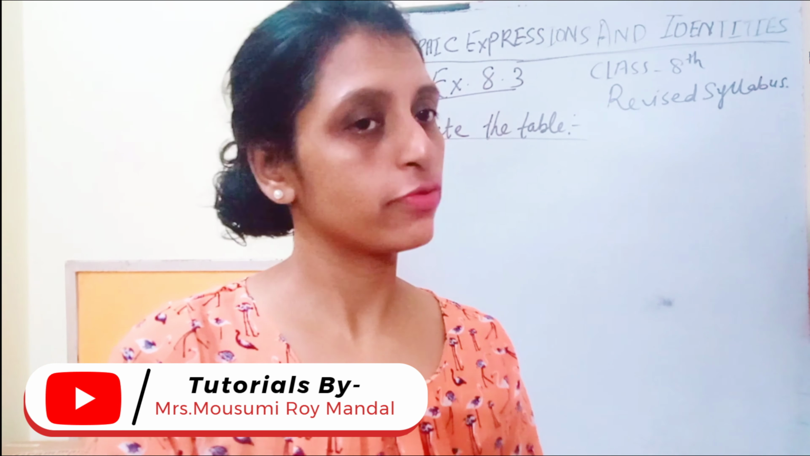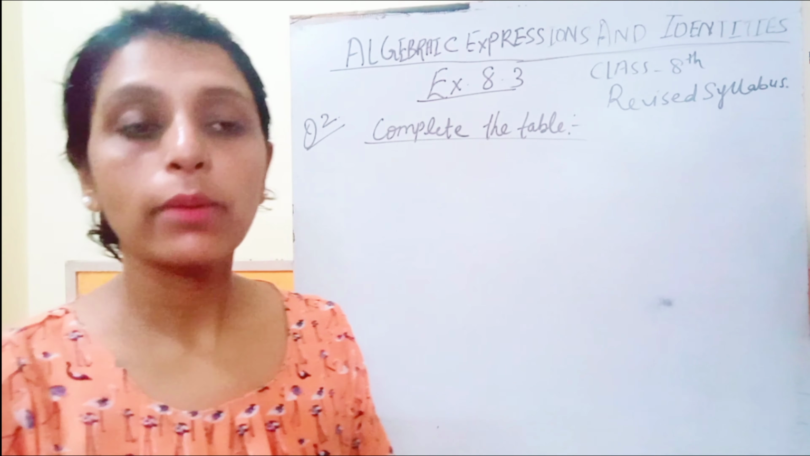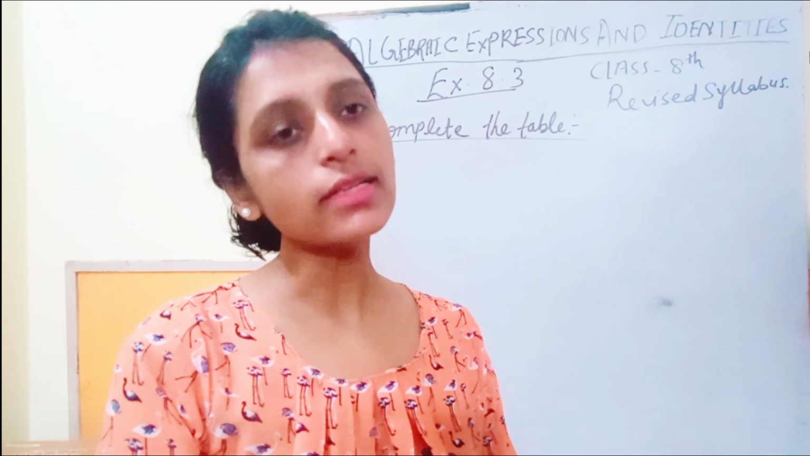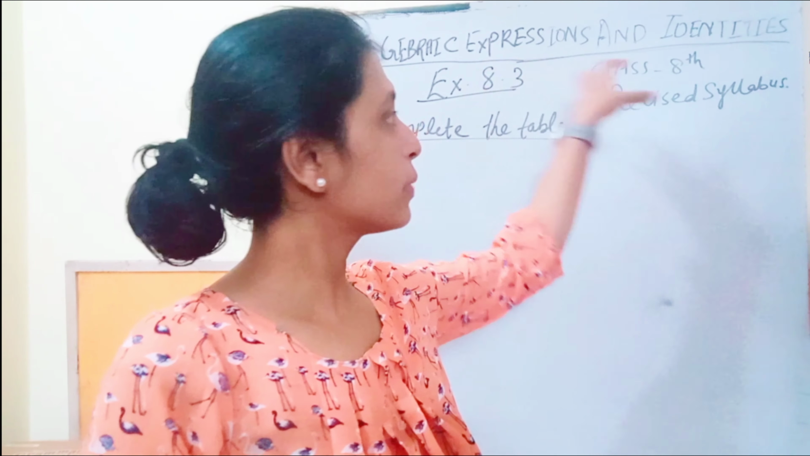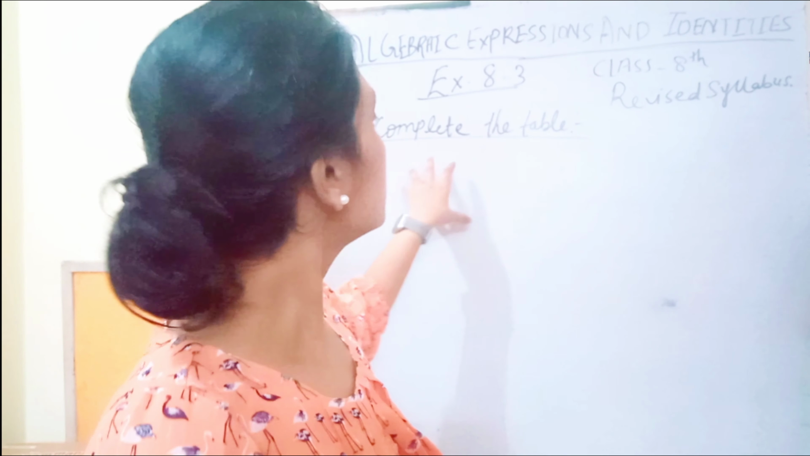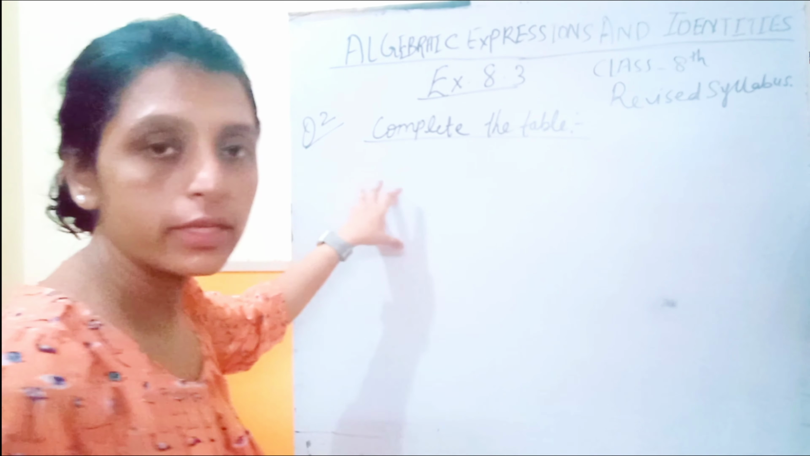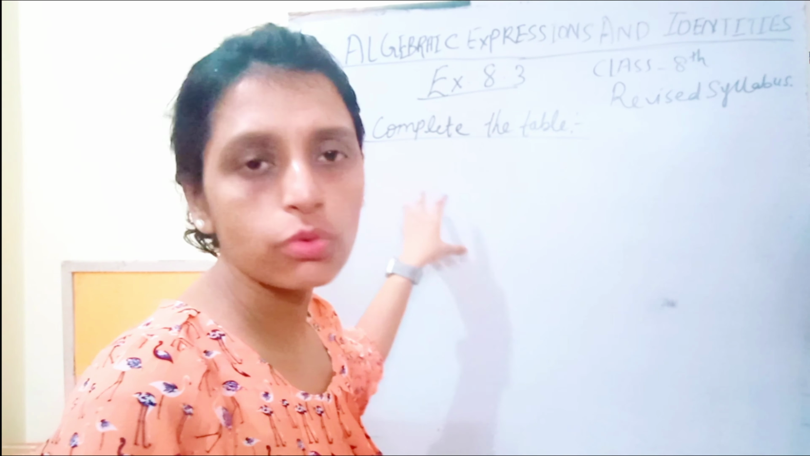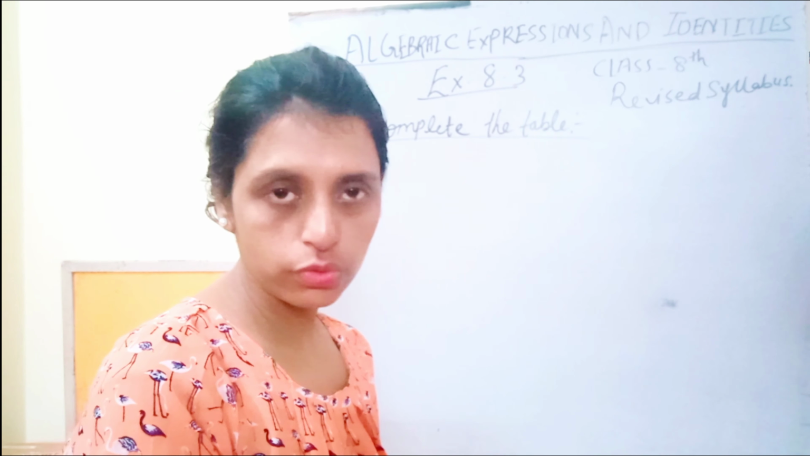Children, in this video, I am going to explain question number 2 of exercise 8.3 of chapter 8, Algebraic Expressions and Identities for class 8. Okay, number 2, we have to complete the table by finding the product of the two algebraic expressions. Okay, so let's see how to do it.